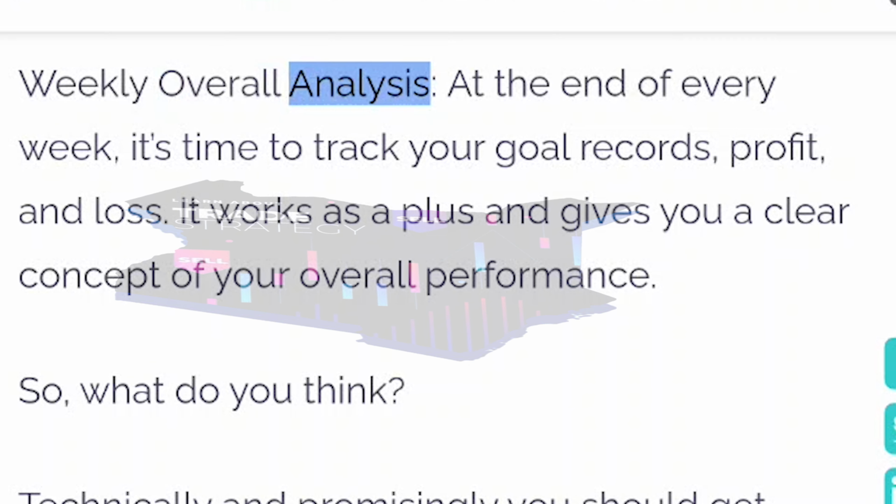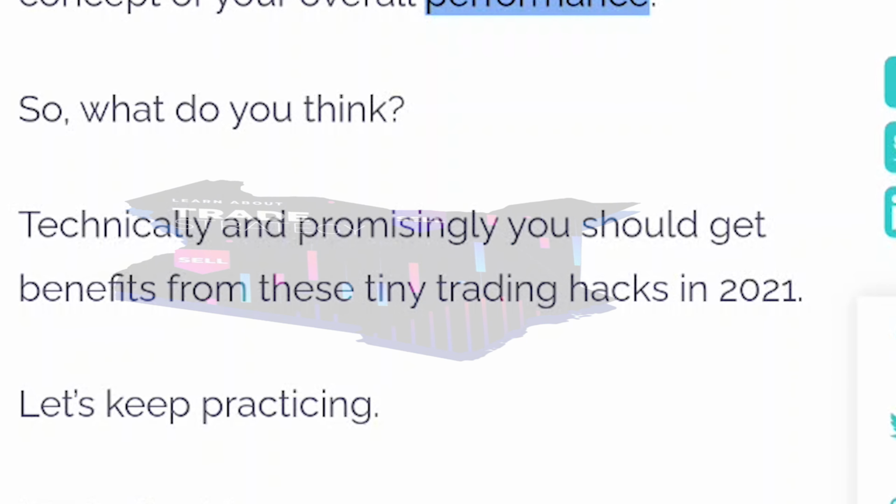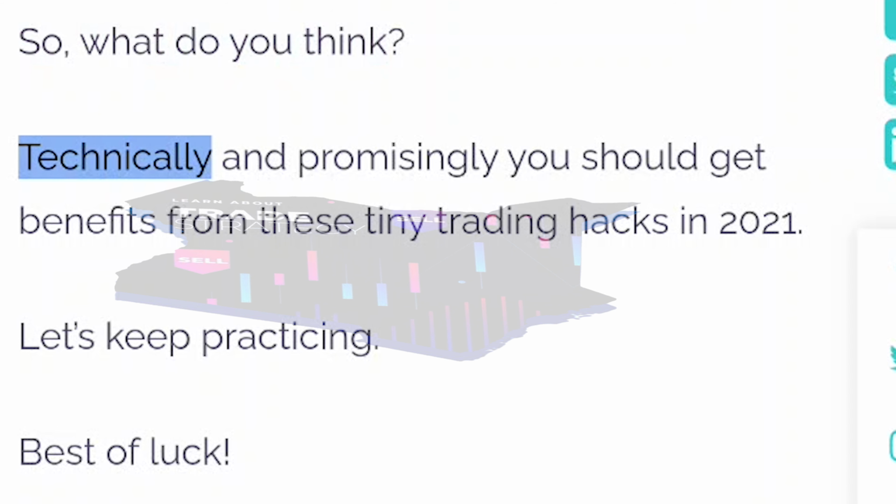Weekly overall analysis. At the end of every week, it's time to track your goal records, profit and loss. It works as a plus and gives you a clear concept of your overall performance. So, what do you think? You should get benefits from these tiny trading hacks in 2021. Let's keep practicing. Best of luck.